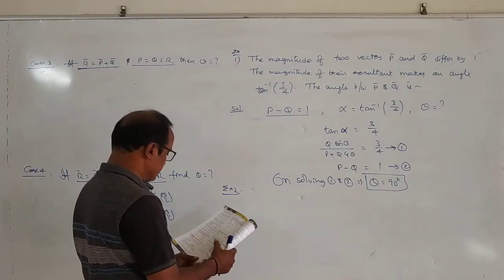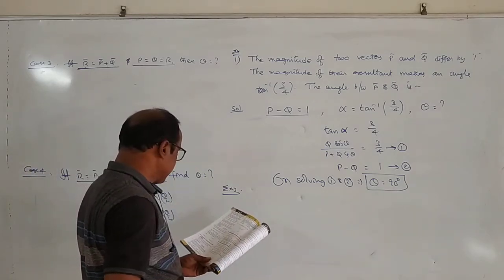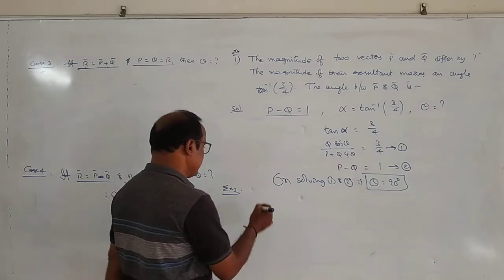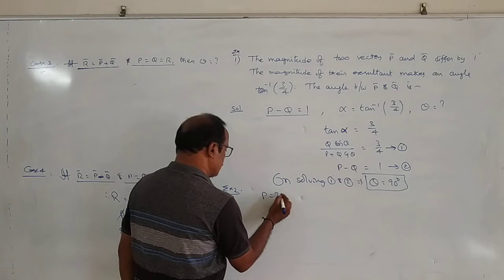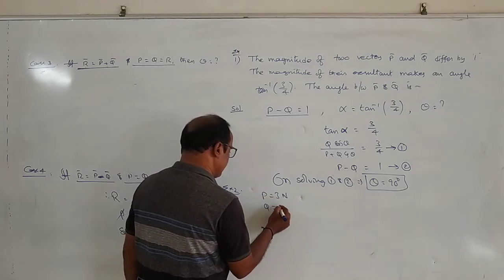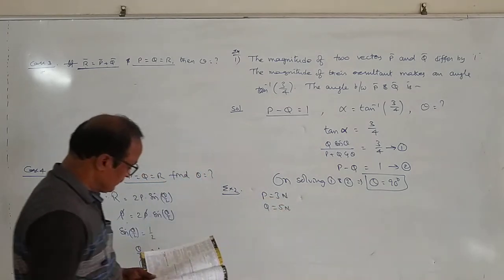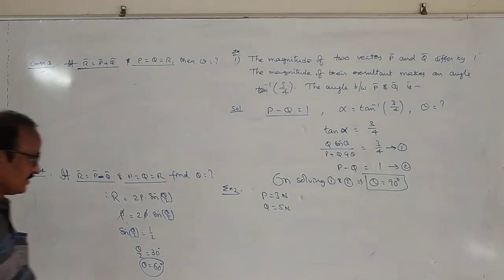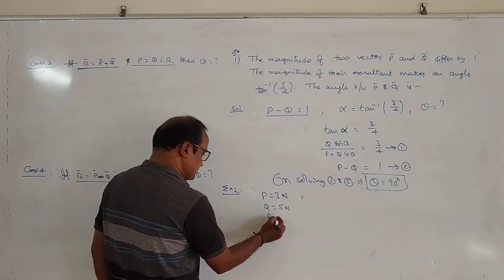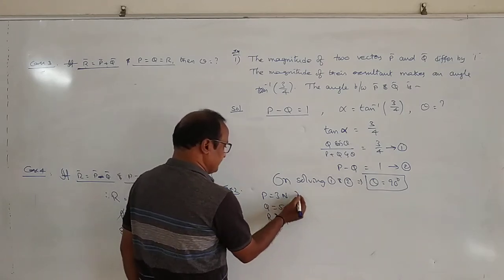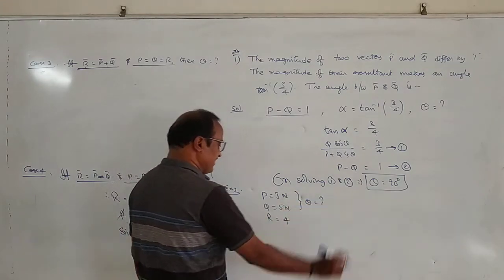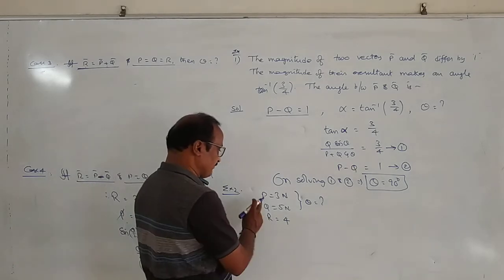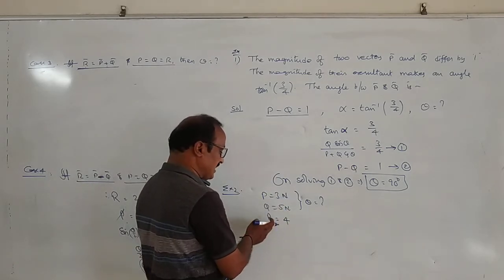Two vectors inclined at an angle theta have magnitudes of 3 units and 5 units. P is equal to 3 units and Q is equal to 5 units. And the resultant is of magnitude 4. Then find the angle between the given two vectors. This is the question. P is equal to 3, Q is equal to 5, R is 4.